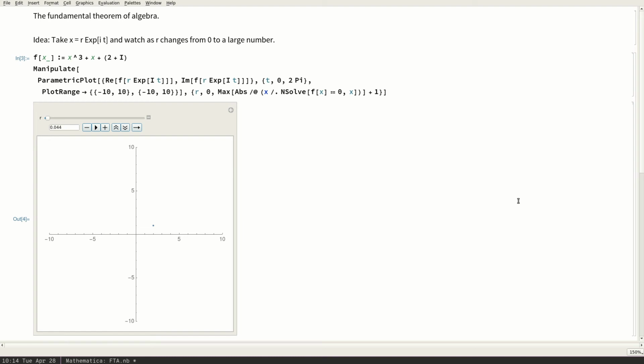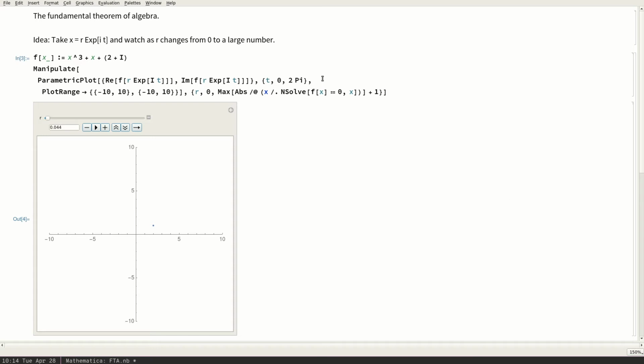So this video will accompany our last video where we discussed the fundamental theorem of algebra. The fundamental theorem of algebra says that the complex numbers is an algebraically closed field, meaning that every polynomial with complex coefficients has a complex root.